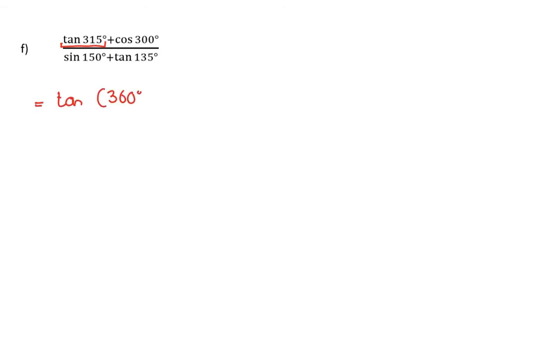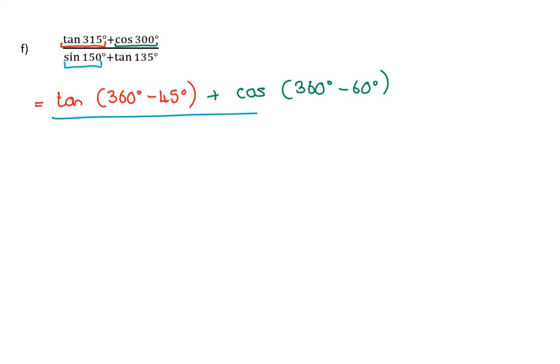Okay, let's try another one that's quite similar. First one, tan of 315. So I'm going to rewrite 315 as 360 degrees minus 45 degrees. Then I have 300, and as I've said before, you start to get so used to these. So 300 would be 360 minus 60. 150 would be 180 degrees minus 30. And lastly, tan of 135 would be 180 degrees minus 45 degrees.